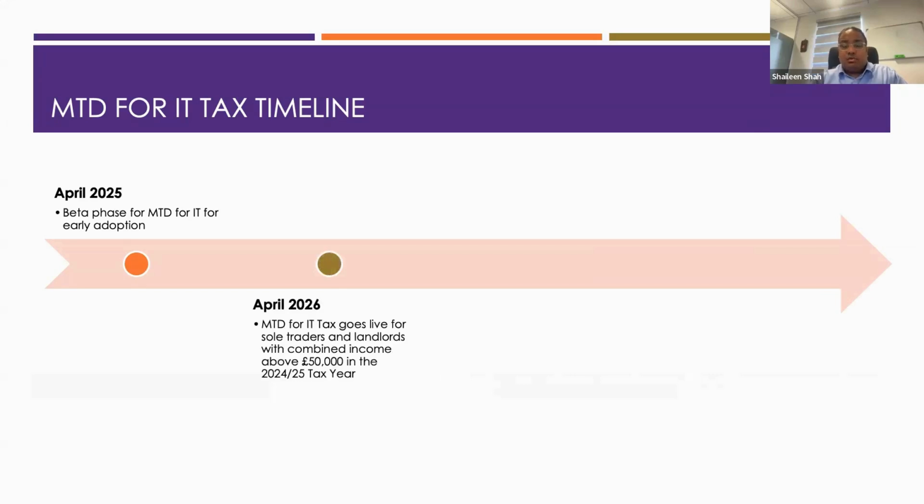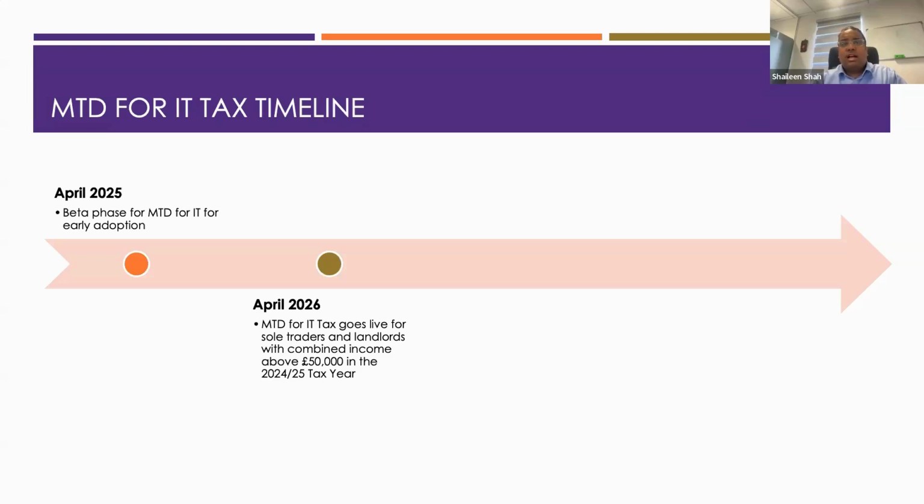The timeline. So we're here in April 2025, well, in May now, but the beta phase for MTD for income tax opened up for early adoption in April. And from April 2026, it goes live for sole traders and landlords with combined income of over £50,000 in 24-25. So if in the year up till March 2025, your combined income from turnover from your self-employment or your property is more than £50,000, you will fall within the making tax digital regime.